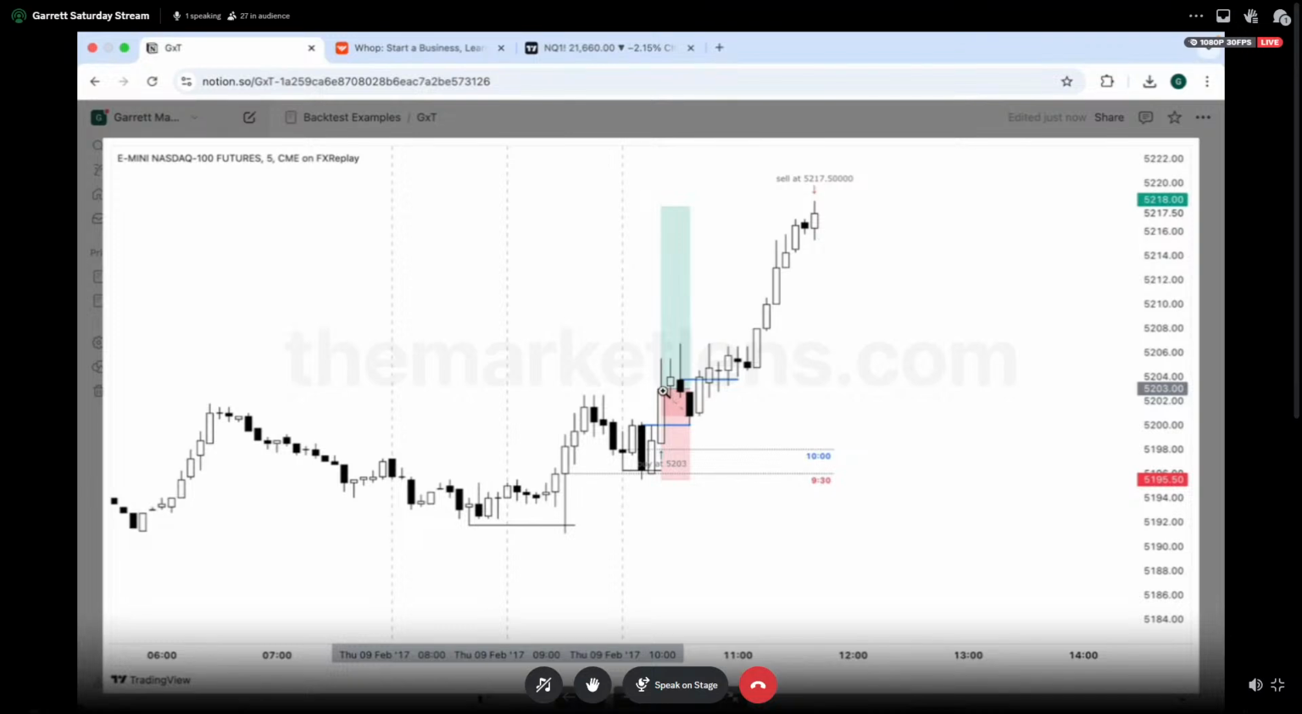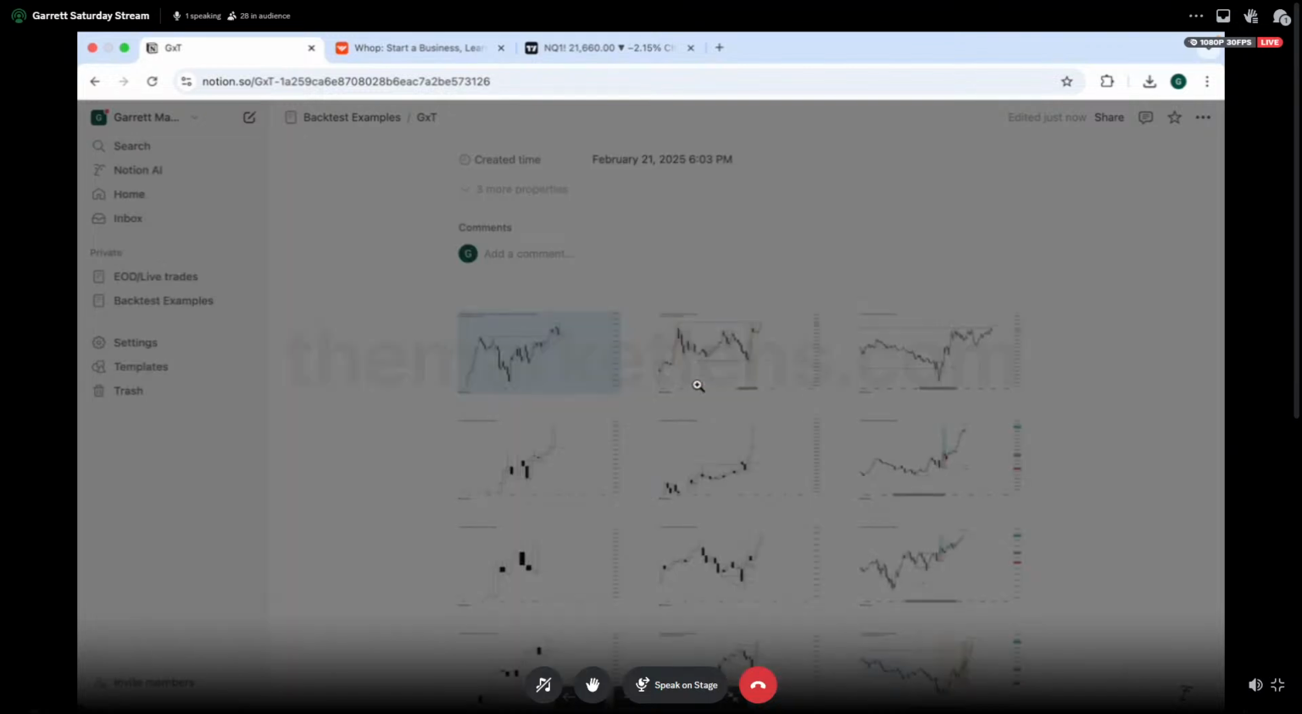You have the option to market execute on the close or wait for a retest. There's pros and cons to both, right? If you wait for a retest, you have better RR. But the con is you might not get this tap, right? You might miss the whole trade, which is not ideal. There's another entry right here as well, a valid entry.